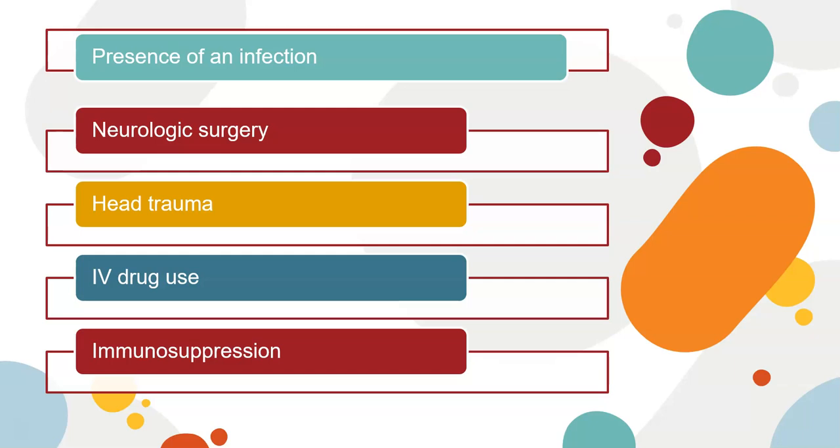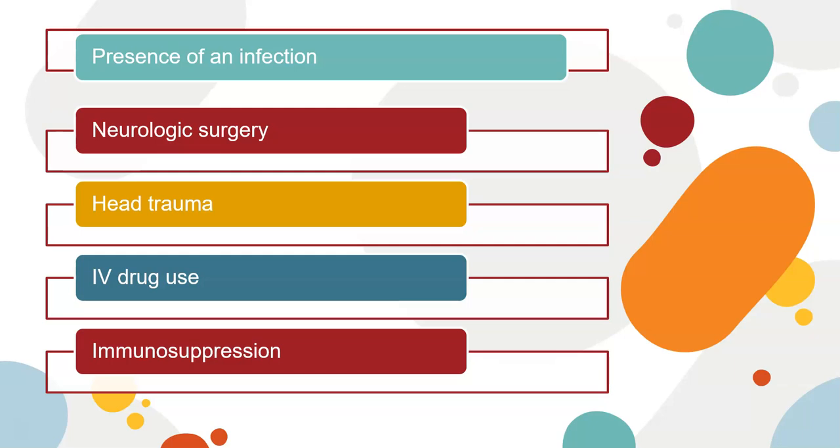Other risk factors include presence of an infection close to the brain, such as otitis media, sinusitis, or a tooth infection, for instance. Neurologic surgery, especially one that penetrated the dura, is another risk factor. Therefore, a basilar skull fracture also has the potential to penetrate the meninges and can be a culprit. IV drug use, due to the potential of using infected needles that become blood-borne infections, and any condition that puts the patient at risk for being immunocompromised.